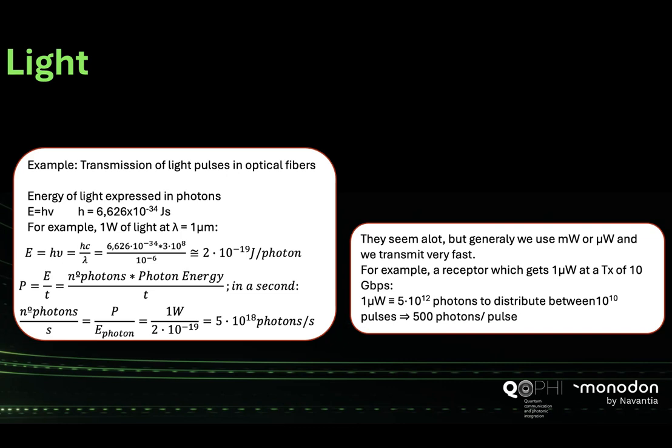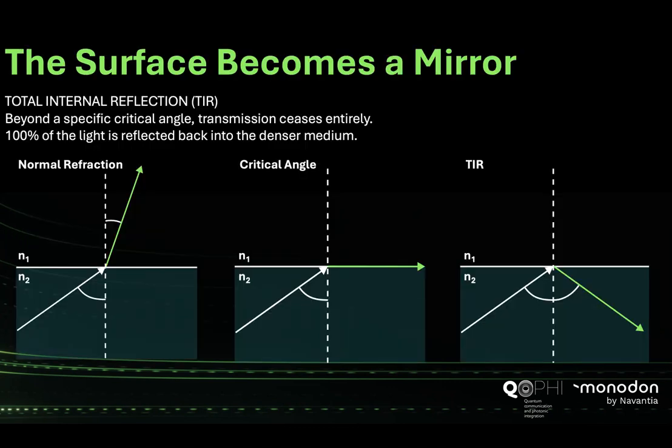This is one of the reasons photonics is so powerful. It allows us to send huge amounts of information using very little energy. One of the most important concepts in photonics, especially for fiber optics, is the total internal reflection, or TIR.